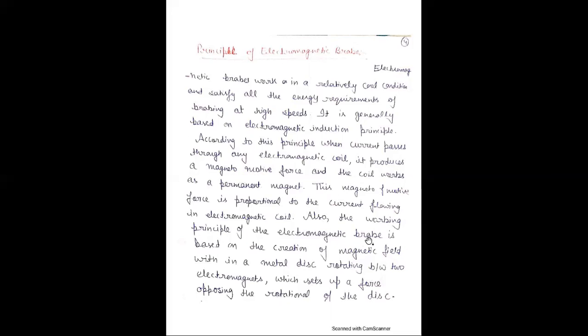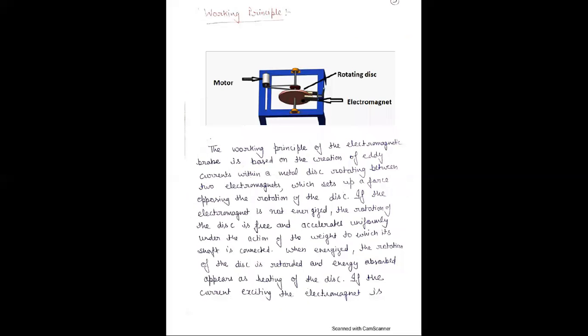Also, the electromagnetic brake is based on the generation of a magnetic field within a metal disc that is rotated between two electromagnets. And due to this magnetic field, there is a force, and that force opposes the rotational motion. Meaning this force will stop the body that is rotating or moving. It acts as a brake in the electromagnetic system.